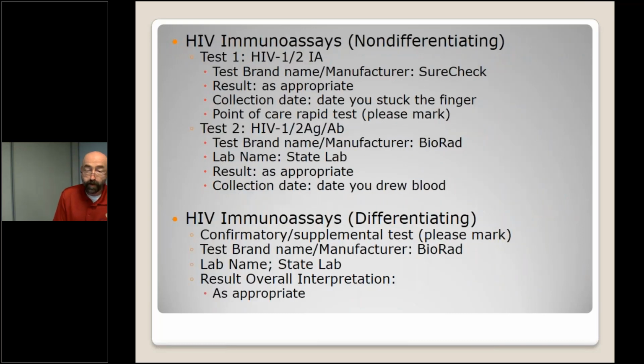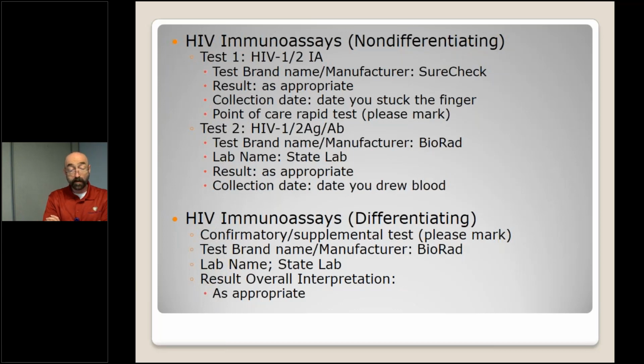In HIV immunoassays non-differentiating, test 1, this is the information that we'd like you to enter. So this is the HIV 1-2 HIV antibody test. That's the SureCheck brand. The result as appropriate: HIV positive or reactive, non-reactive, or invalid. The collection date, that's the date you stuck their finger. And the point of care rapid test, that's what this is. It's a point of care rapid test, and there's a little box on your form. We'll ask you to check that.